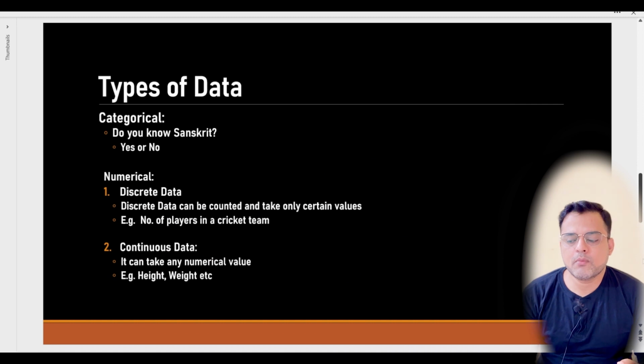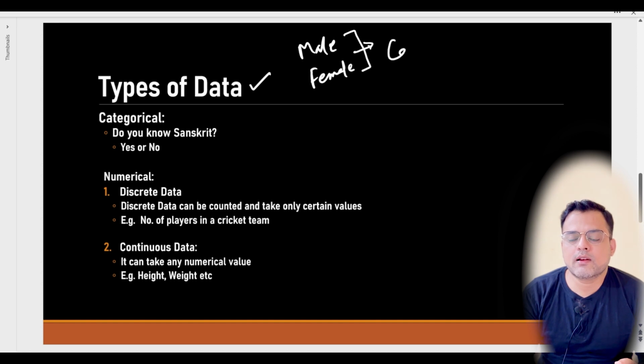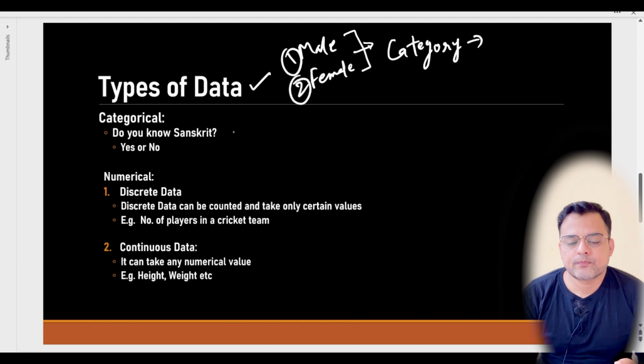Now we'll talk about another important topic, which is types of data. Whenever we go to our target population or sample, we collect some data, and that data has certain forms. For example, if I am collecting gender-specific information, whether a person is male or female, then we are collecting categorical data, or a category. Male is one category, female is another category into which it can be grouped. And if I am asking for an opinion, like do you know a particular language like Sanskrit, yes or no, then also it is a category.